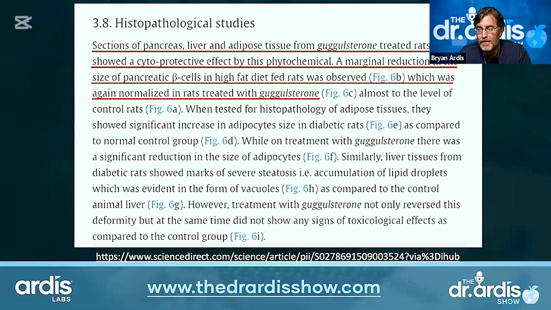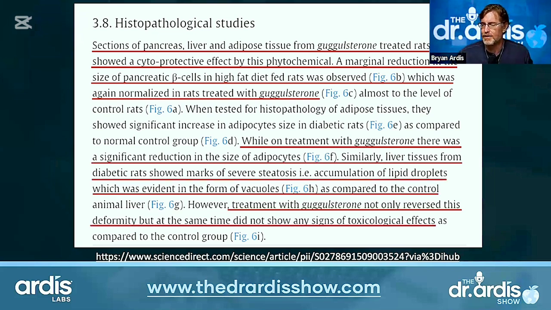It also showed a small reduction in the size of B cells in the pancreas in high-fat diet rats was observed, which was again normalized in rats treated with Guggulsterone. So the diabetes rats had smaller pancreatic B cells, and then they actually got larger, which means they could produce more insulin for diabetic rats with Guggulsterone. While on the treatment with Guggulsterones, there was a significant reduction in the size of fat cells. Do you want to reduce the size of your fat cells?